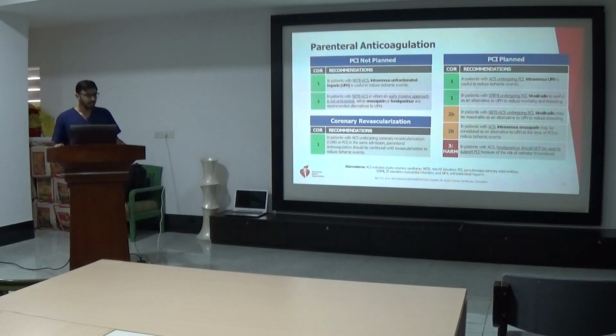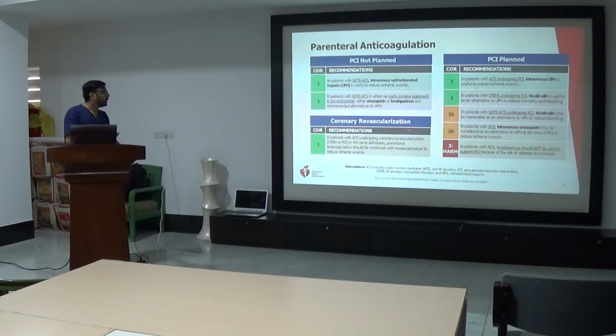Parenteral anticoagulation, when PCI is not planned: they say intravenous unfractionated heparin is preferred over other forms of heparin in non-ST ACS, and enoxaparin or fondaparinux they recommend as an alternative to unfractionated heparin. Fondaparinux they usually say to avoid because it will cause catheter thrombosis during the PCI.